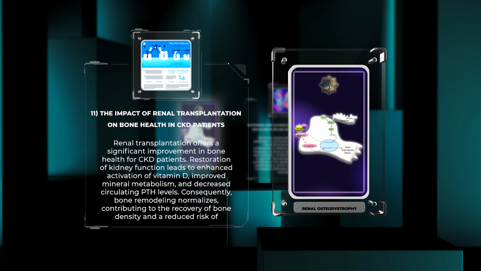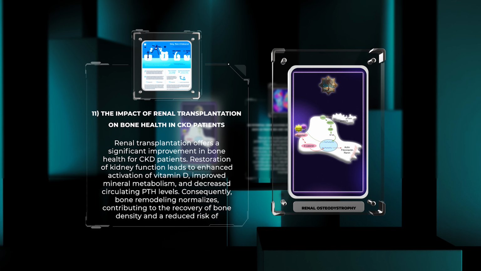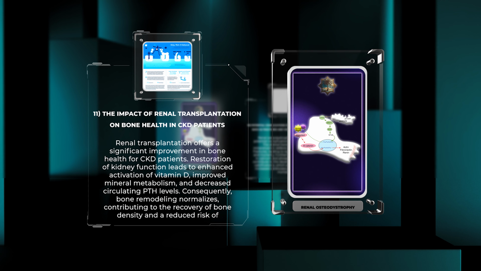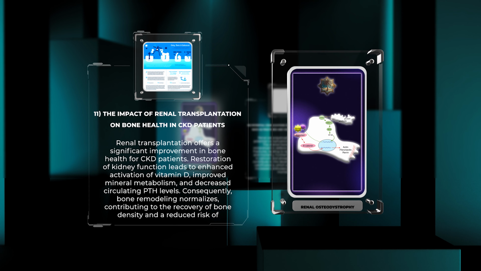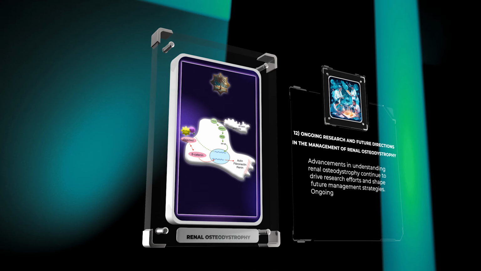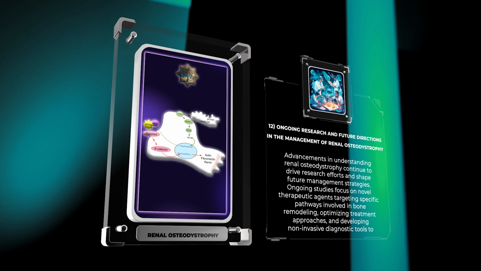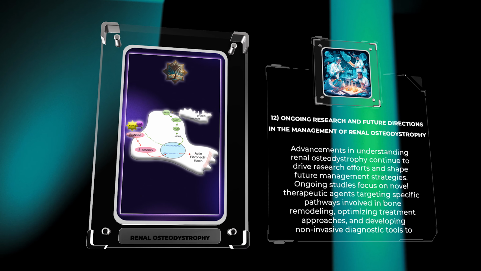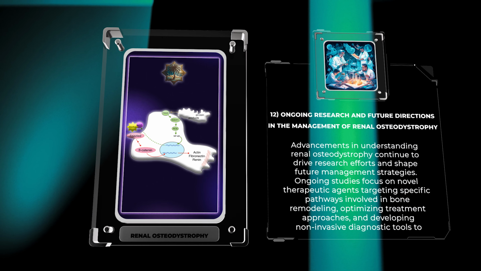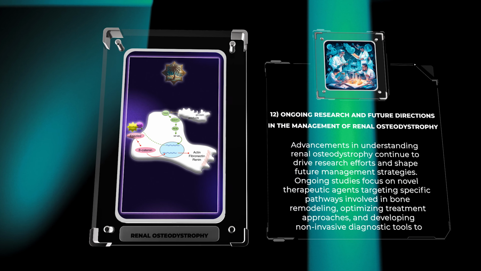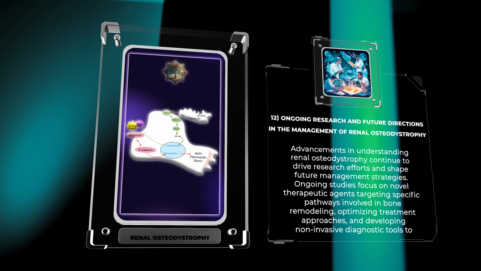Restoration of kidney function leads to enhanced activation of vitamin D, improved mineral metabolism, and decreased circulating PTH levels. Consequently, bone remodeling normalizes, contributing to the recovery of bone density and a reduced risk of fractures. Advancements in understanding renal osteodystrophy continue to drive research efforts and shape future management strategies. Ongoing studies focus on novel therapeutic agents targeting specific pathways involved in bone remodeling, optimizing treatment approaches, and developing non-invasive diagnostic tools to monitor bone health in CKD patients.